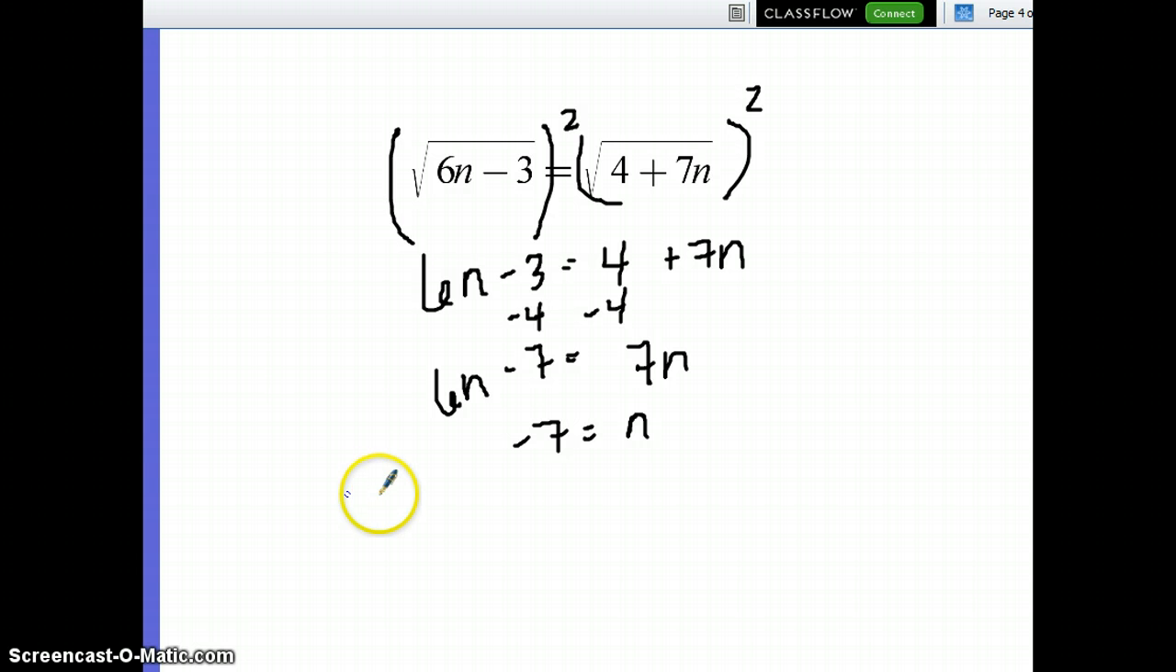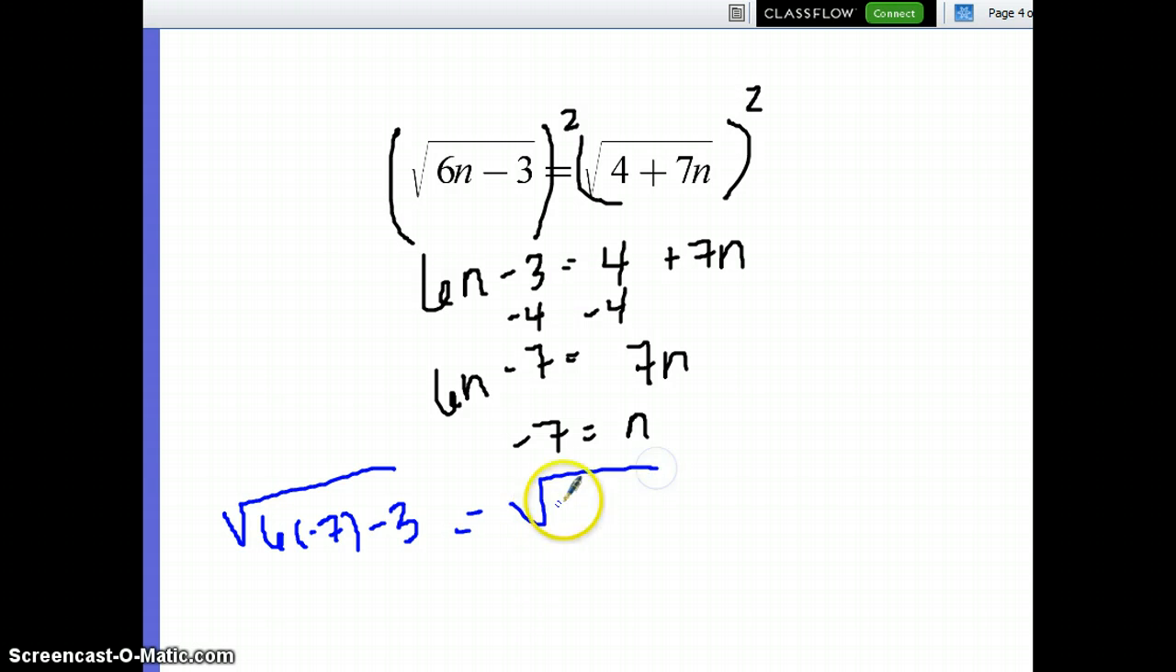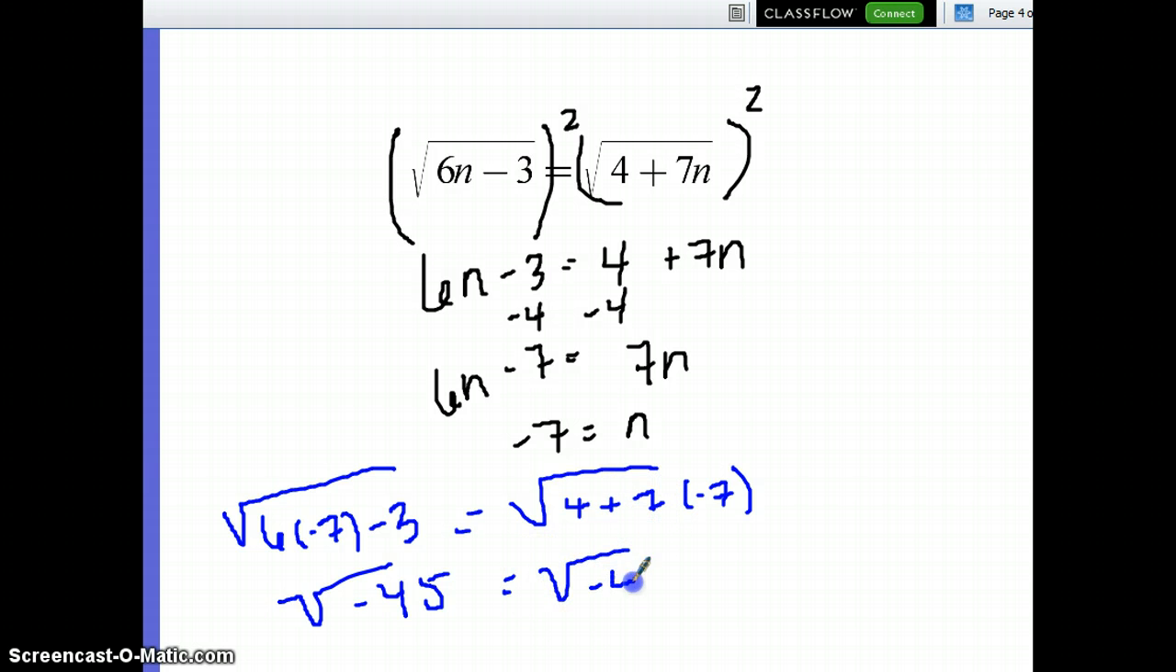So now the all-important last step is to check. I've changed my pen to blue now. If I plug this in, I have 6 times negative 7 minus 3 equals the square root of 4 plus 7 times negative 7. And 6 times negative 7 is negative 42, minus 3 is negative 45. And I have 4 plus negative 49, which is also negative 45.